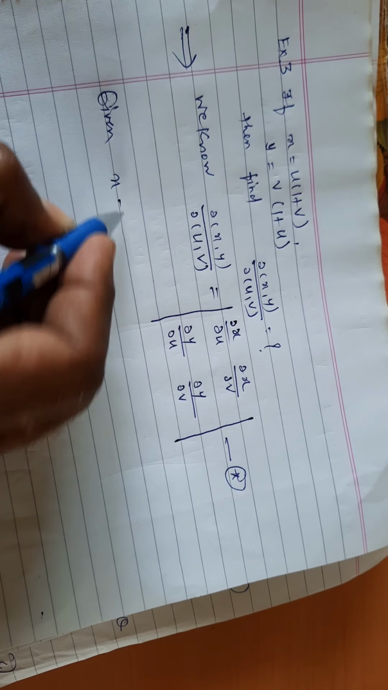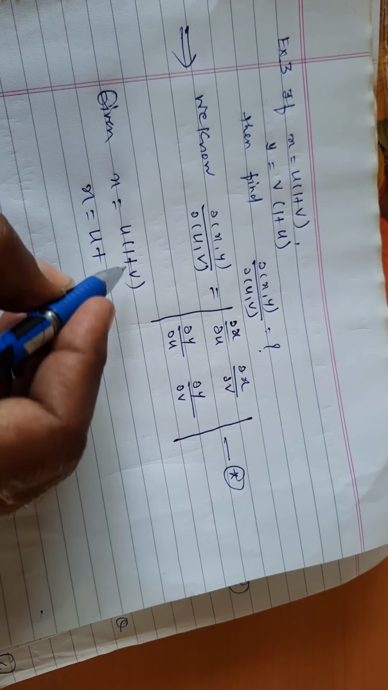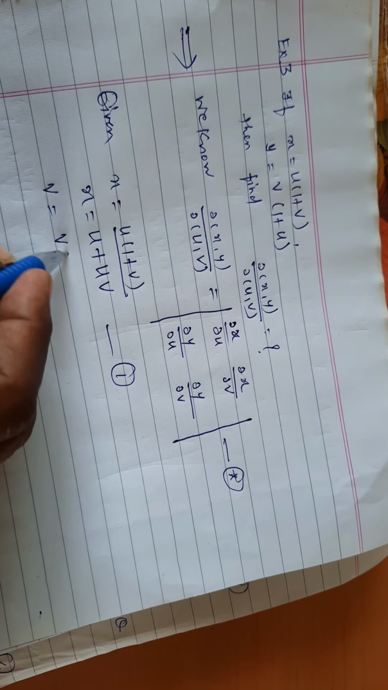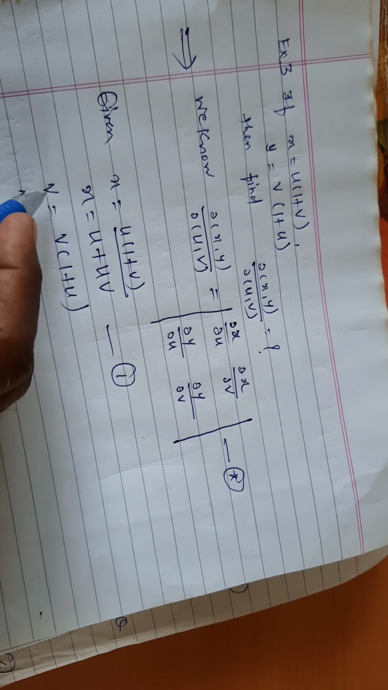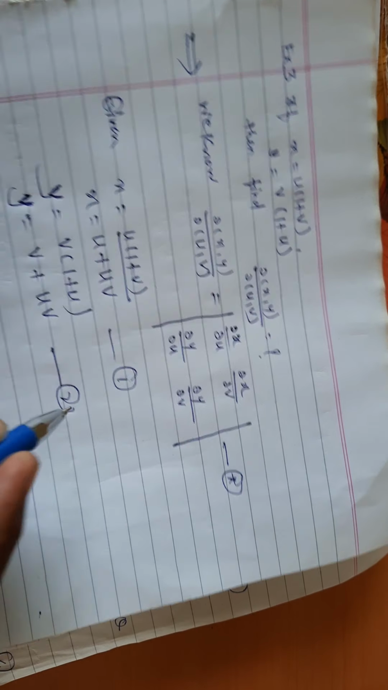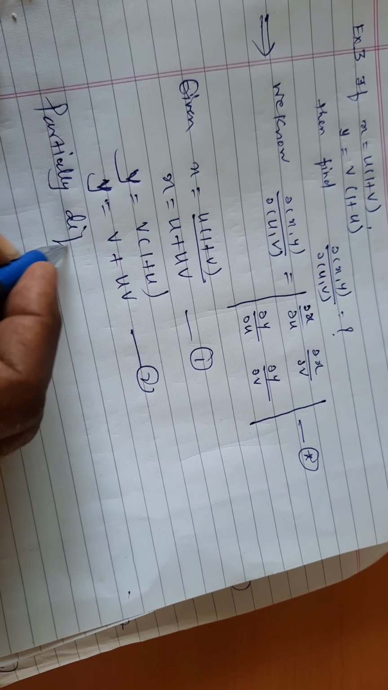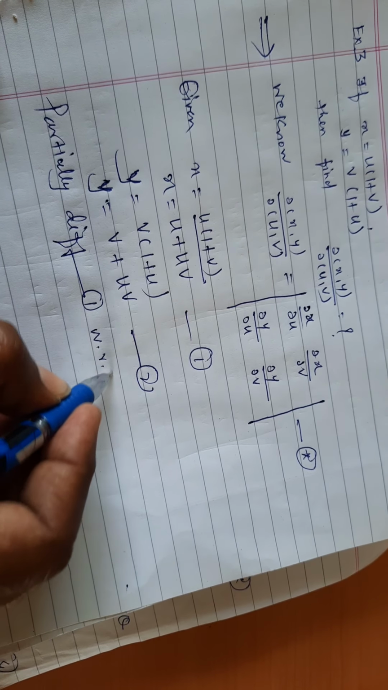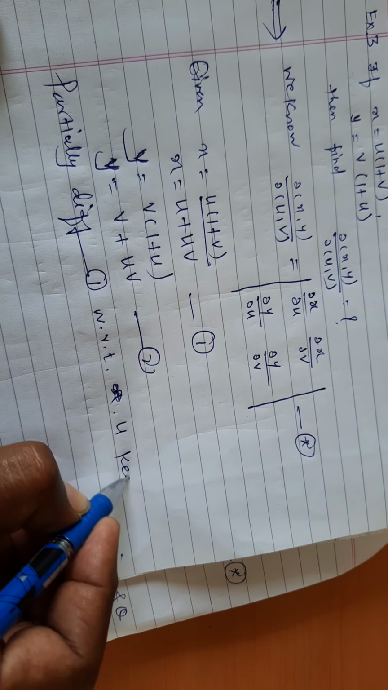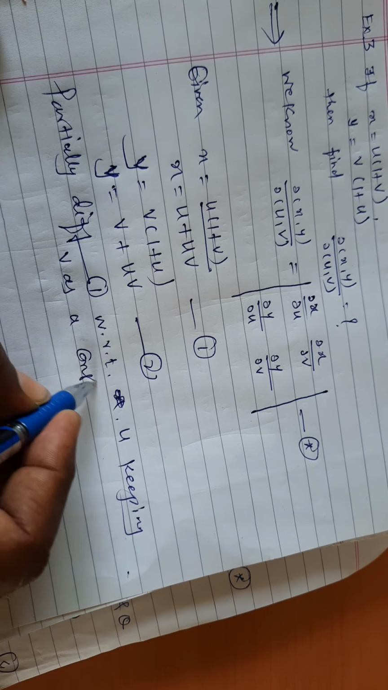Given x is u into 1 plus v. Now simplifying this, expanding this bracket, x equals u plus uv, call this 1, and y is v into 1 plus u, expanding this, y equals v plus uv, call this second. Partially differentiating 1 with respect to u, keeping v as a constant.